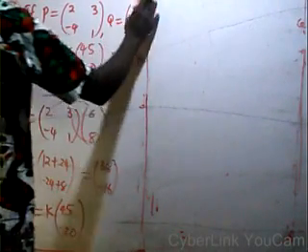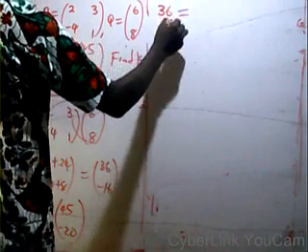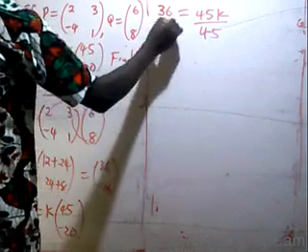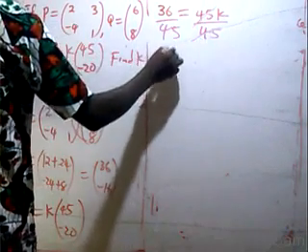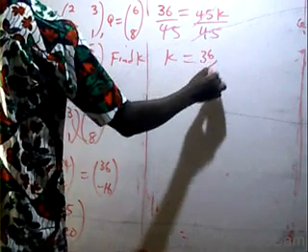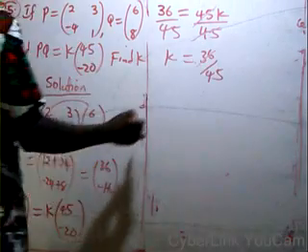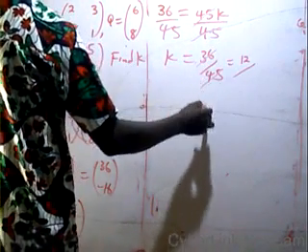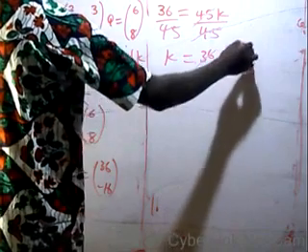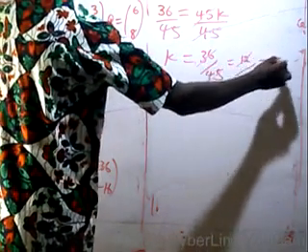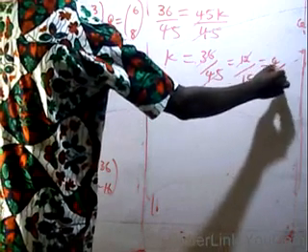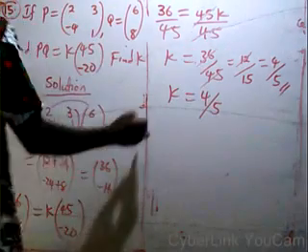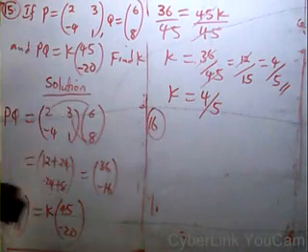So if I pick the first one at the top, I have 36 is equal to 45K. If I divide both sides by 45, this and this will go. K is equal to 36 all over 45. 3 can go in 36, if 3 go, I have 12. 3 can go in 45, if 3 go in 45, I have 15. 3 can still go in 12, I have 4. 3 can go in 15, it is 5 times. So that means my K is equal to 4 all over 5. That's question 15.